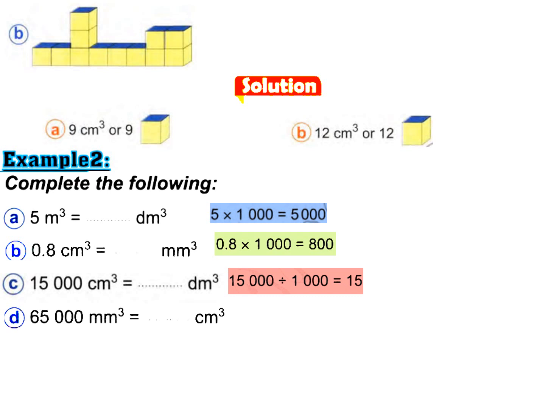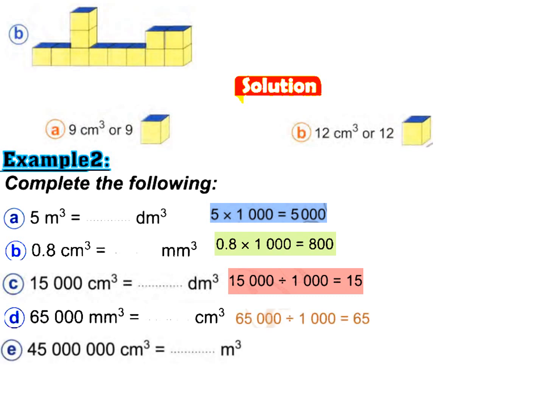Letter D, 56,000 millimeter cube into centimeter cube. Okay, from millimeter cube to centimeter cube, converting from the smallest unit to the greatest unit. So I will divide. I will divide by what? As we know, 1 centimeter cube equals 1000 millimeter cube. So we will divide 65,000 by 1000. It will give me 65 centimeter cube.